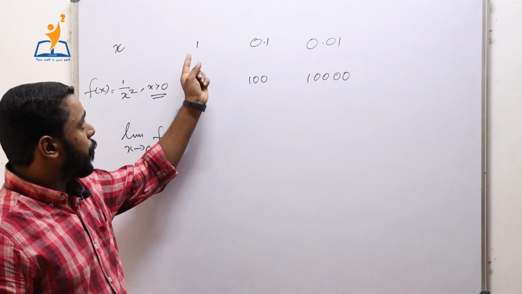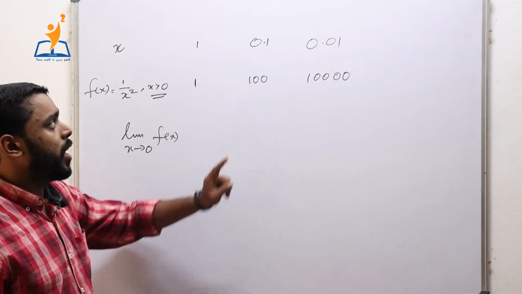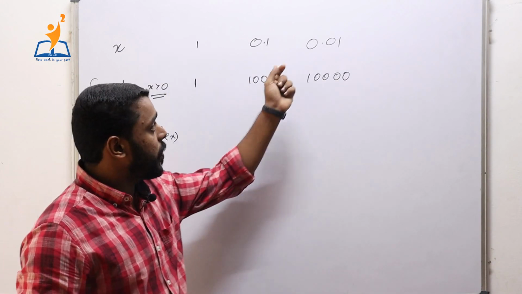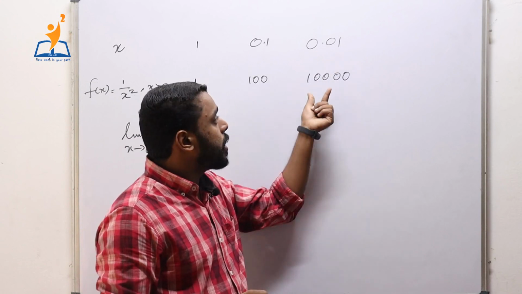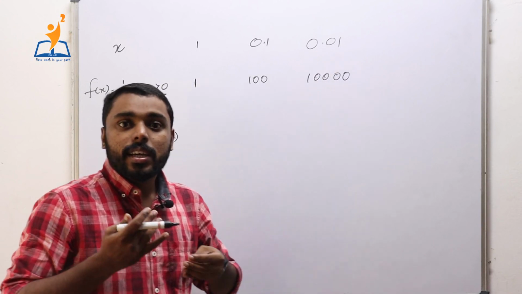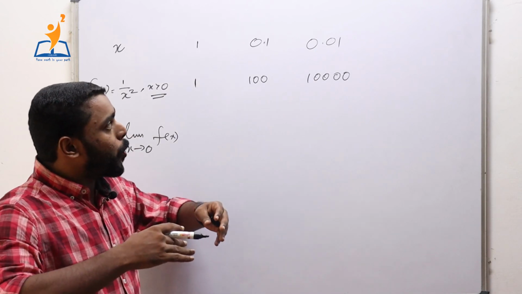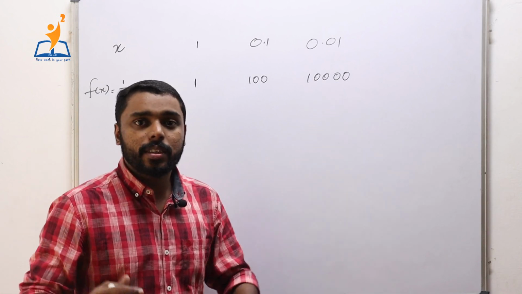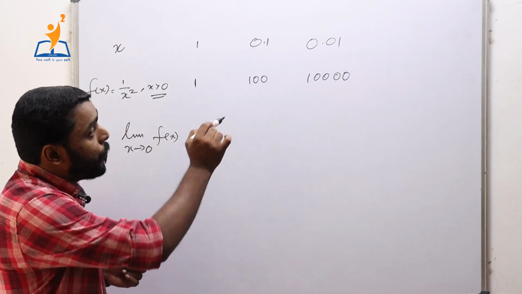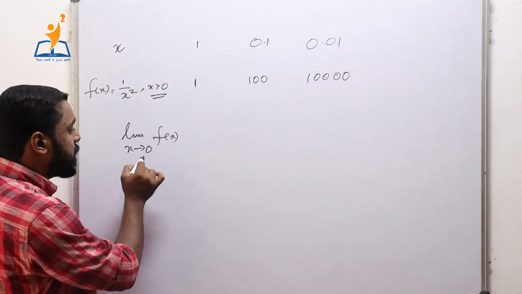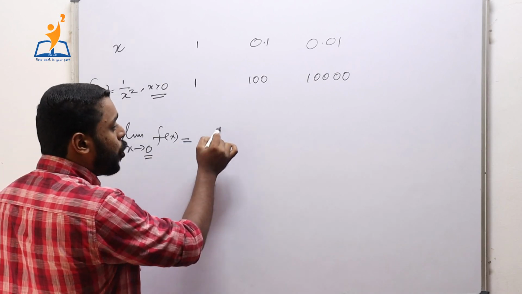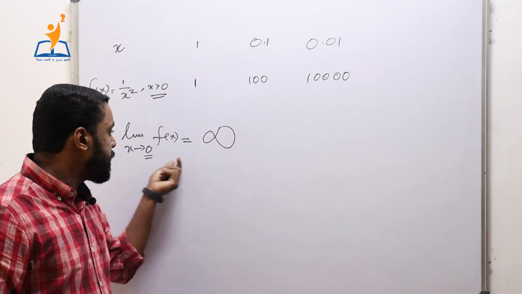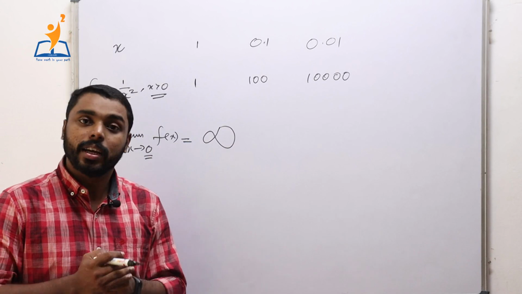First we are given 1, then the functional value is nothing but 1. When we give 0.1 as the input value, the output value is 100. When we give 0.01 as the input value, the output value is 10,000. In a similar manner, whenever we approach closer and closer to 0, the output value gets greater and greater. This goes on like that. That means that whenever the input is closer to 0, the output value moves toward infinity, which means it becomes arbitrarily large. So the limit as x tends to 0 of f of x is infinity.